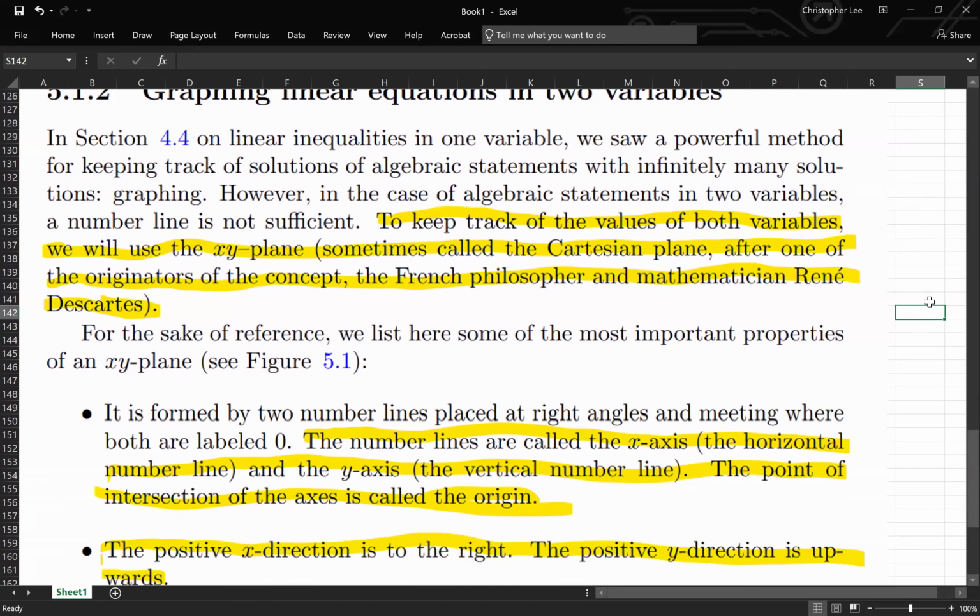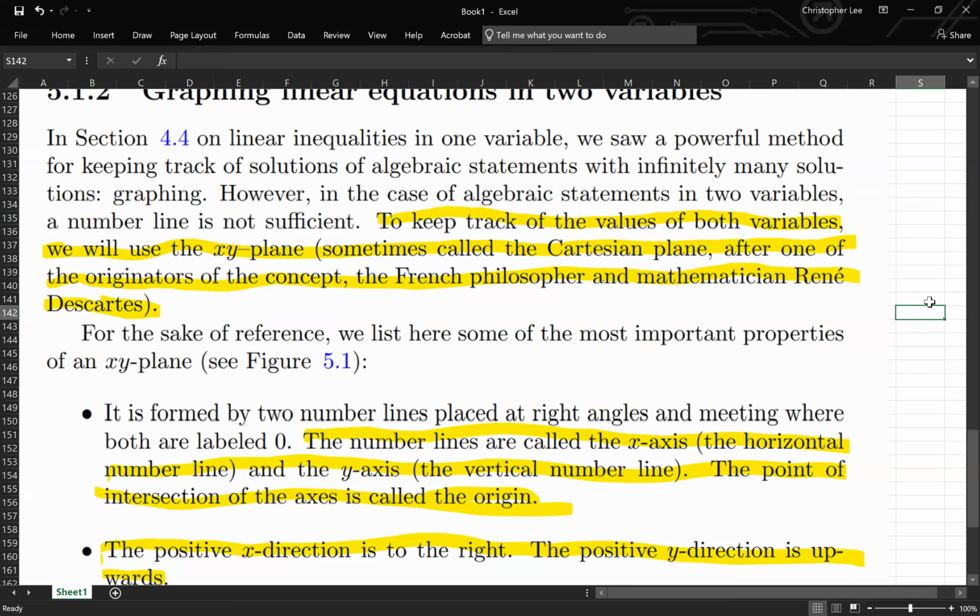Anyway, for the sake of reference, we list some of the most important properties of the XY plane. It is formed by two number lines placed at right angles and meeting where both are labeled 0. So instead of just having one horizontal number line, we're gonna have a horizontal one and a vertical one, and they're gonna meet in the middle where 0 is. That's what it's saying.